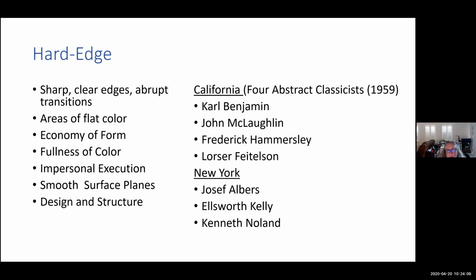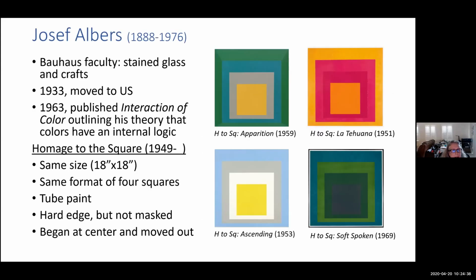So there are a number of different practitioners of this. There was a group in California that put on this exhibit for abstract classicists. We're going to look at the work of Karl Benjamin. And then in New York, East Coast, we have Josef Albers, Ellsworth Kelly, and Kenneth Noland, and many, many others. I've just chosen a few because it could be overwhelming. So let's start with Josef Albers here.